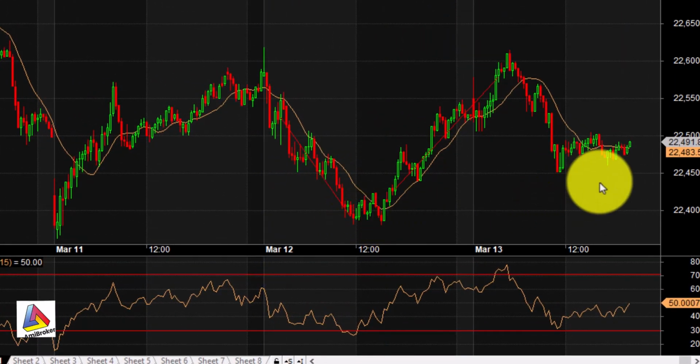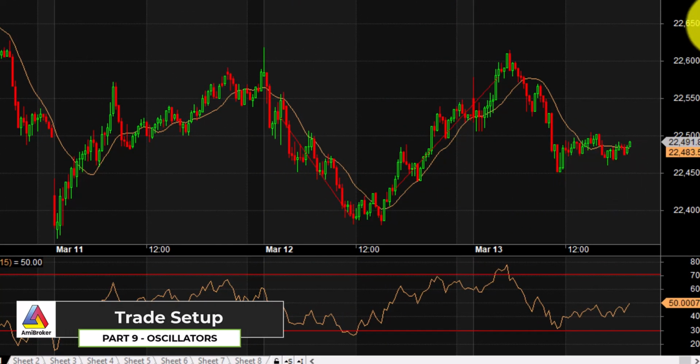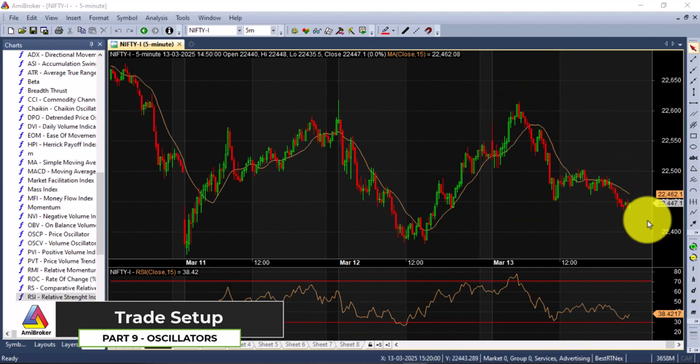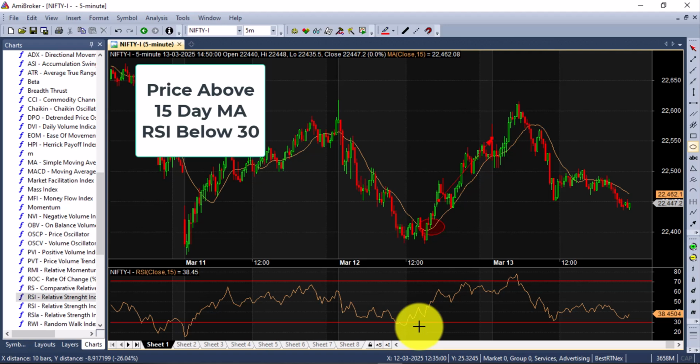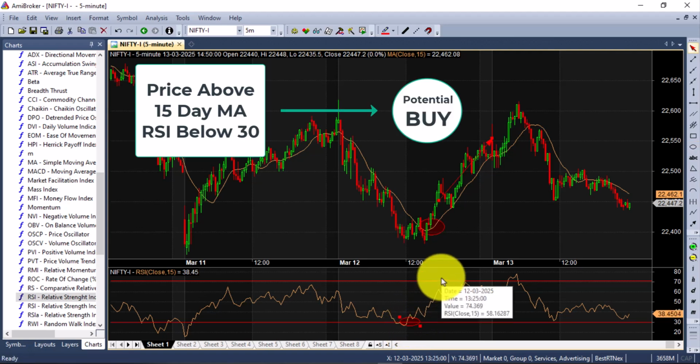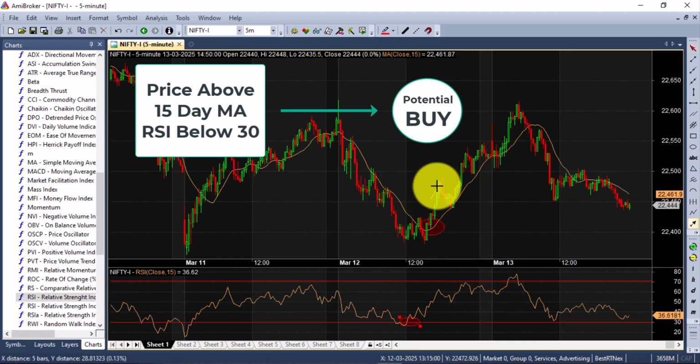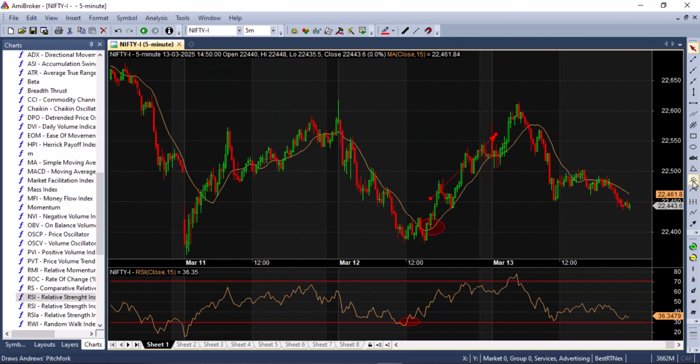Now we'll do a simple trade setup. For an uptrend, if the price is above the 15 period moving average and the RSI is below 30, it could be a good time to buy. This means the price is going up but the RSI is low, which suggests the market has dropped a bit and could be ready to go up again. See here, these are the right places to buy a stock.